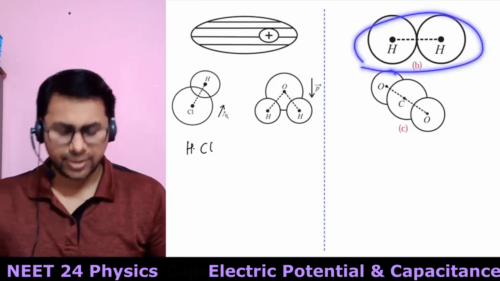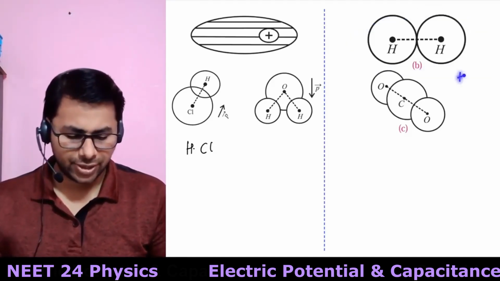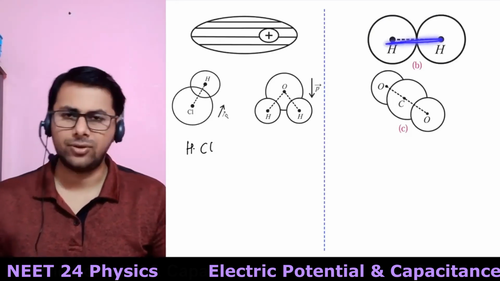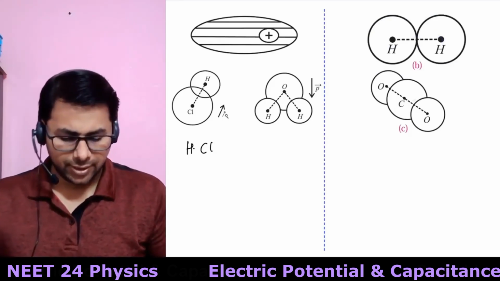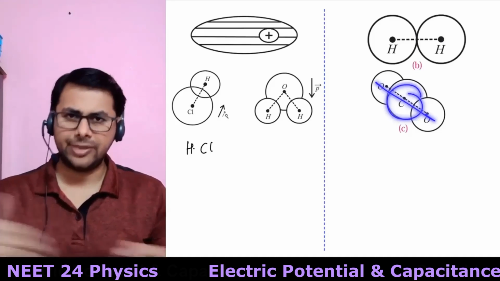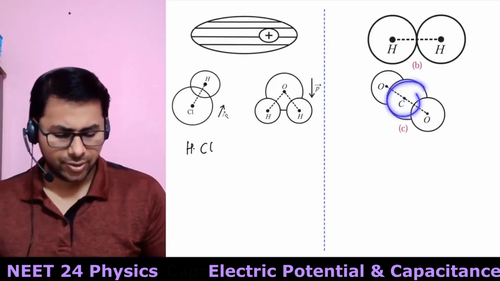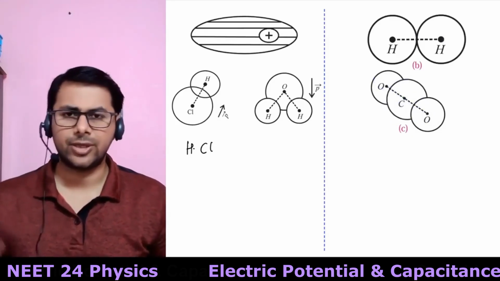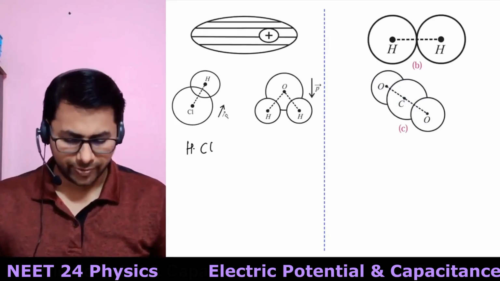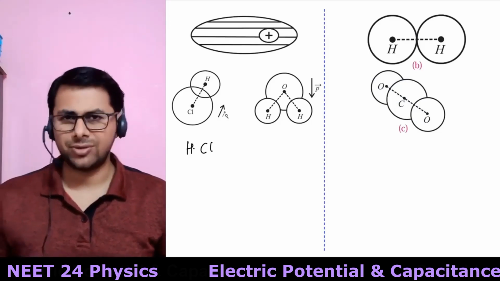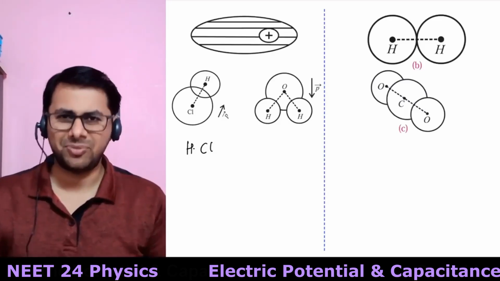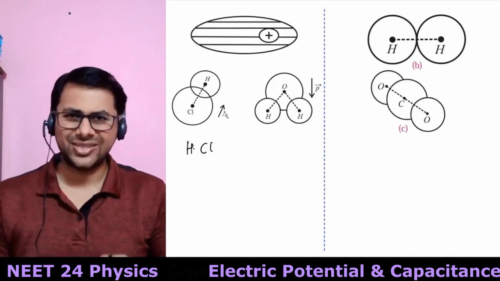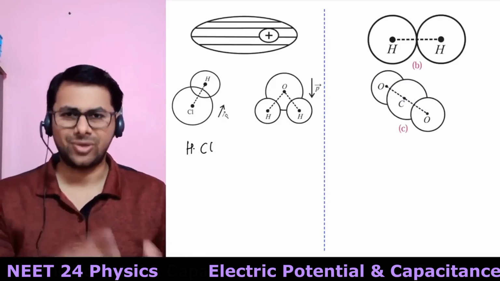Then there are molecules like this, for example H2. This one doesn't have a dipole. Then CO2, it depends on the alignment. CO2 is aligned like this, so this one also doesn't have a dipole. Now we don't have to remember the alignment of all the molecules. Just the difference between polar and non-polar.